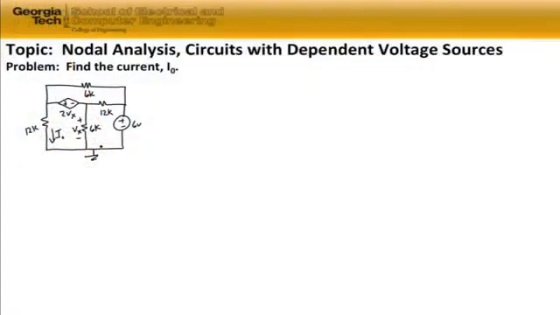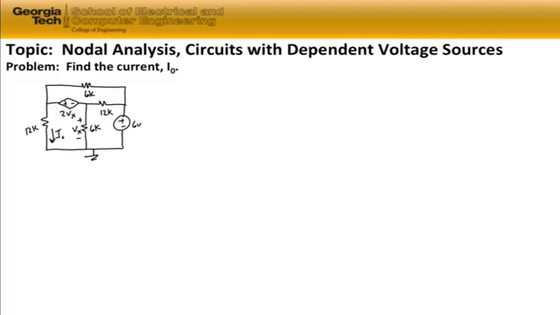The topic of this problem is nodal analysis, and we're going to work with circuits with dependent voltage sources. The problem is to find the current I sub 0 in this circuit. And so I sub 0 is the current which is flowing downward through the 12 kilo ohm resistor on the left-hand side of the circuit.